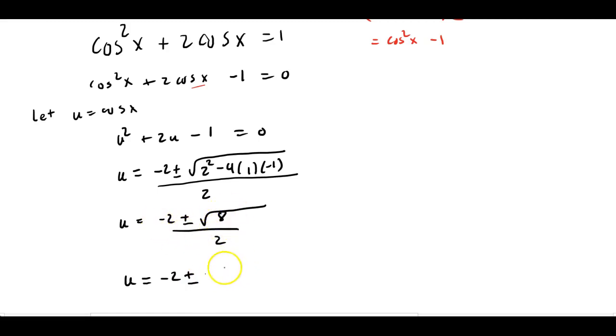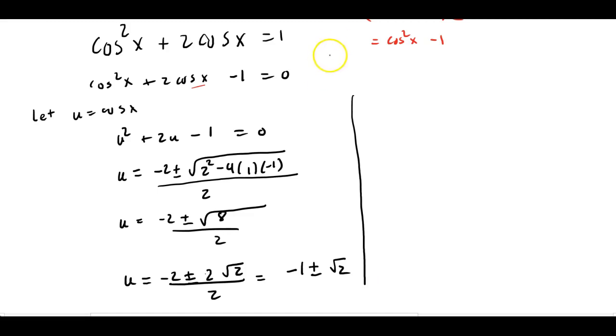So u will be negative 2 plus or minus. Simplifying this, we can factor a 4 out of that. So we take the 4 out, it becomes 2. So 2 root 2 over 2, which will be, now dividing the 2 into here, both of those 2, we get negative 1 plus or minus root 2. All right. So now, replacing u with cosine, we get cosine x is equal to negative 1 plus root 2, or cosine of x is equal to negative 1 minus root 2.